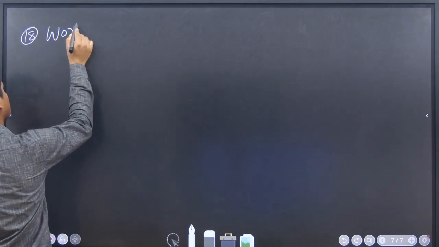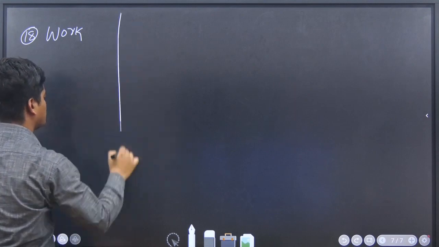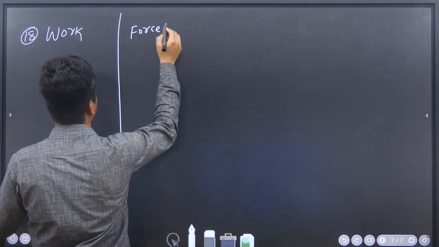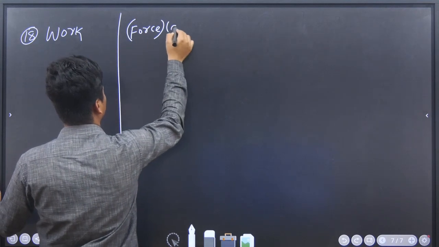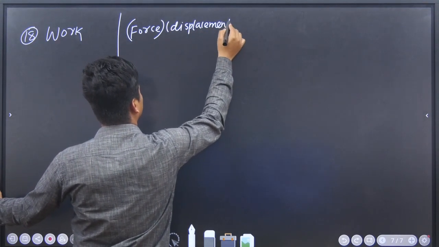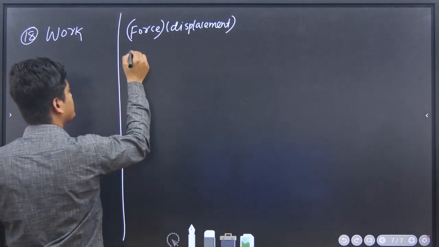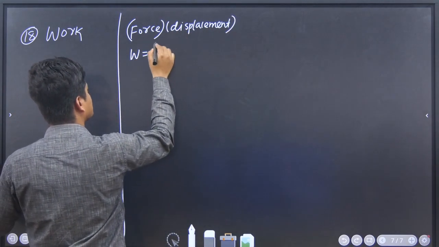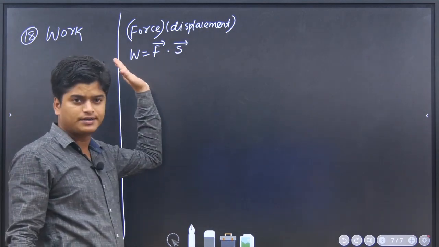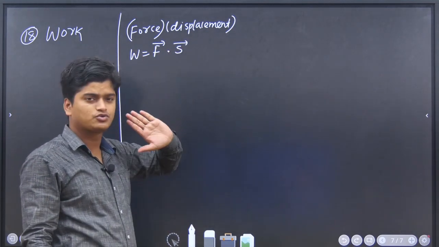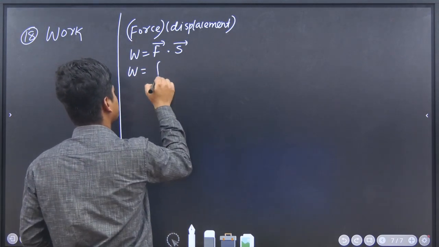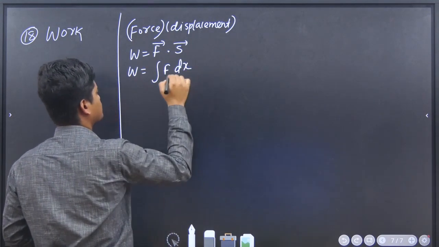So what is work? Work is basically nothing but force into displacement. This is the normal formula, force into displacement. But the exact formula is F dot S vector. So force is a vector, displacement is a vector, and a dot product relation would be there between force and displacement, and sometimes it can also be written as F dx.